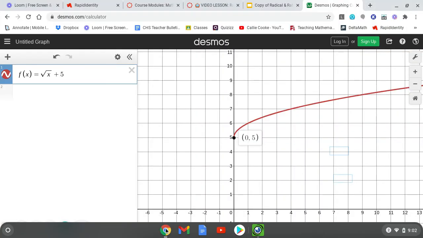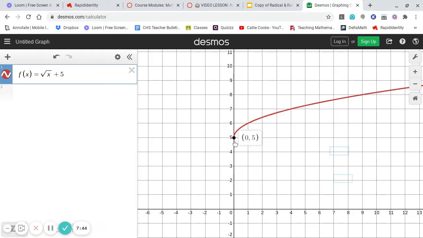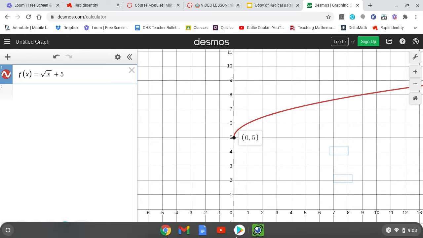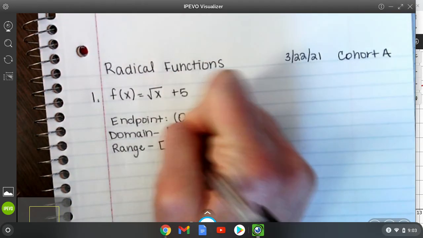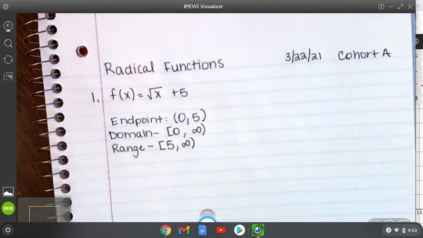Okay, let's talk range. Range goes up and down, okay? So look at this graph. What is the y value of our endpoint? 5. And then from 5, do we use y values lower than 5 or y values bigger than 5? What is this graph doing? It's going up. So do you think it's using numbers bigger than 5 or less than 5? Bigger. So that means we go from 5 to positive infinity. And that's all you're doing today.